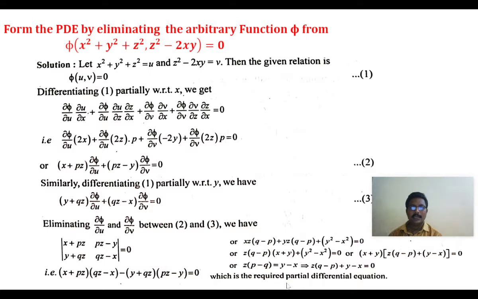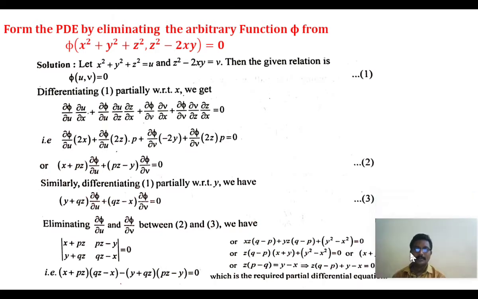So easily we can obtain the partial DE just by taking u, v and differentiating phi partially with respect to x and with respect to y. We'll get two more equations, and using the determinant obtained by taking the coefficients of dou phi by dou u and dou phi by dou v, the determinant is equated to 0. On simplifying, we'll get the required partial DE.